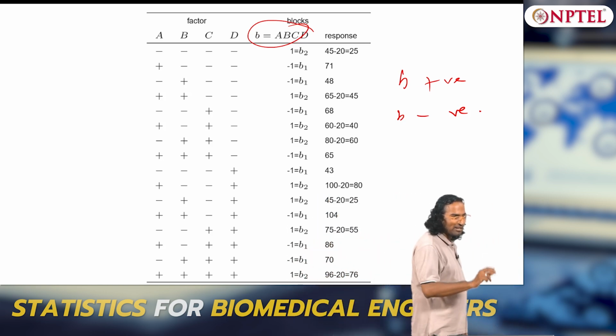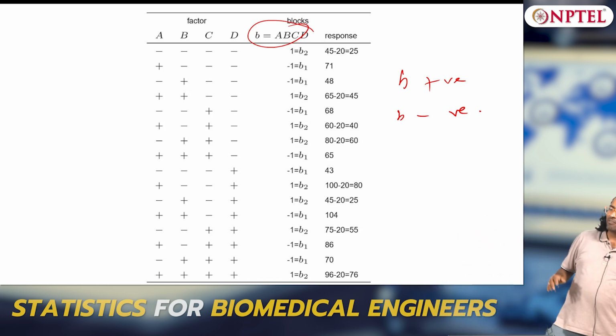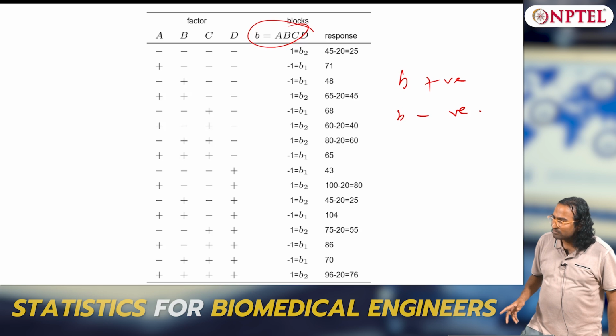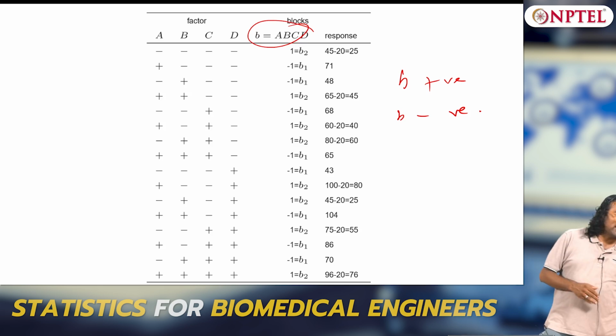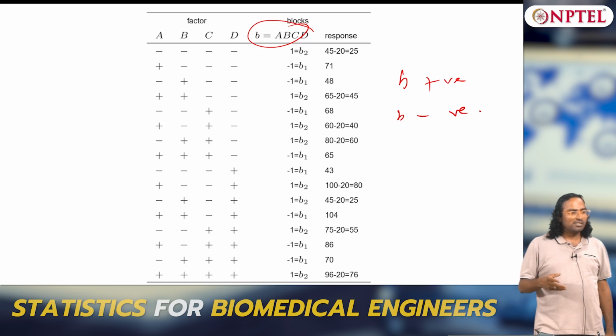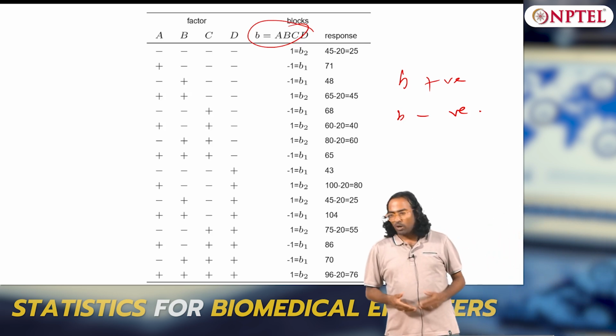Will there be only one confounding effect or many? Will only A, B, C, D become confounded, or will something else also become confounded? There will be multiple confounding effects, because you have done a lesser number of experiments. So you have to check what all are confounded, but this is the optimal way.